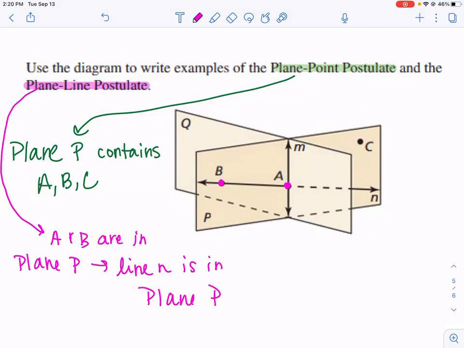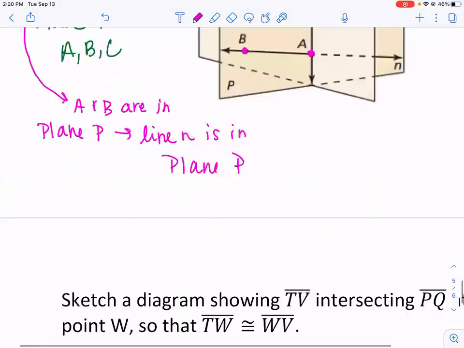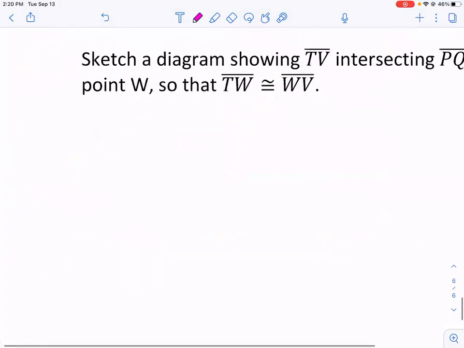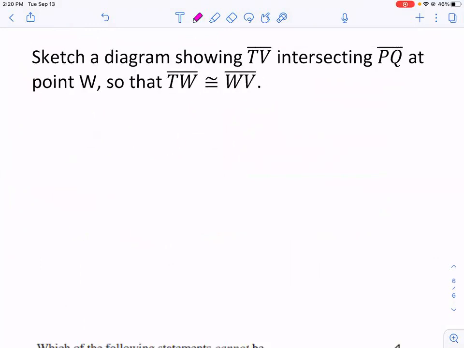So the next thing we're going to do is draw a picture. Flip it over to the back. We're going to draw TV intersecting PQ at W. First of all, TV is a line segment. PQ is a line segment. Now I have this line segment with endpoints of T and V.